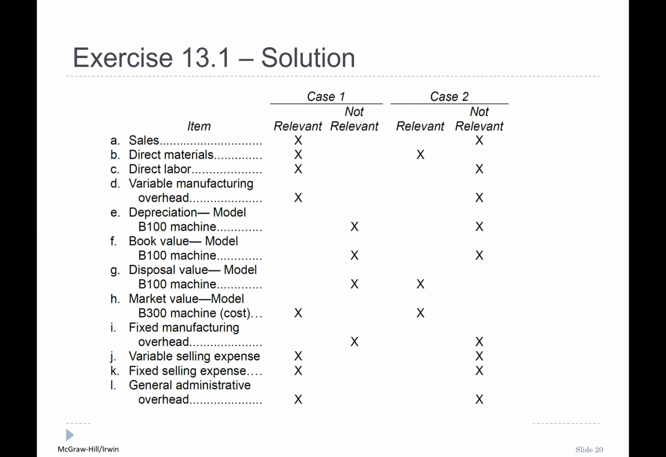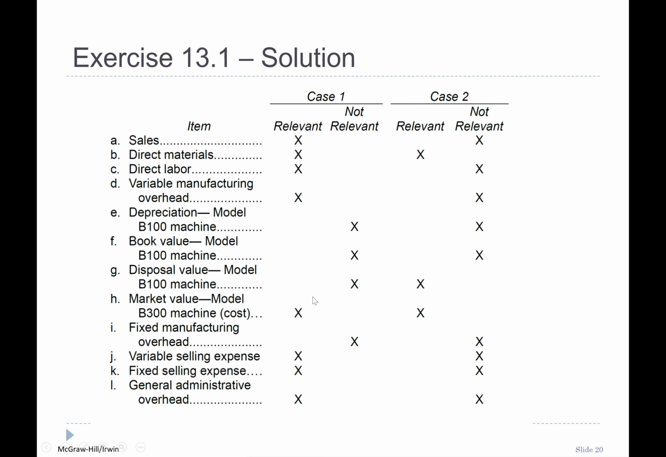But just to jump ahead for a second, sir, they are going to sell the B100 machine, right? So wouldn't it be relevant? In scenario 1, they are not going to sell. But in the second scenario, I jumped ahead, sorry. Okay, in the second scenario we will talk about that, but first we are covering case 1. So the book value of the model 100 machine is also not relevant. Why? Because they are still using that machine, so they are not selling it. Their disposal value is also not relevant because they didn't sell it.